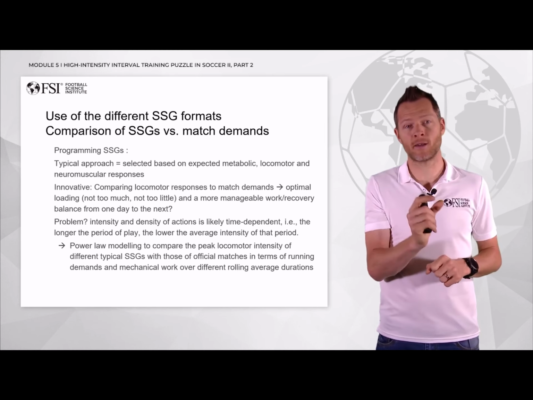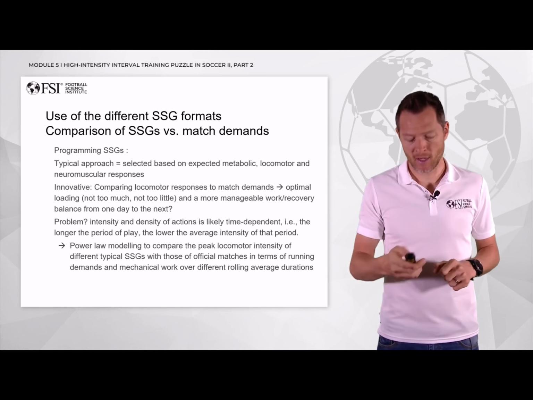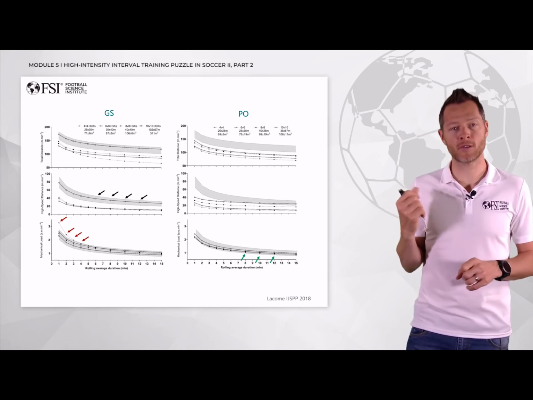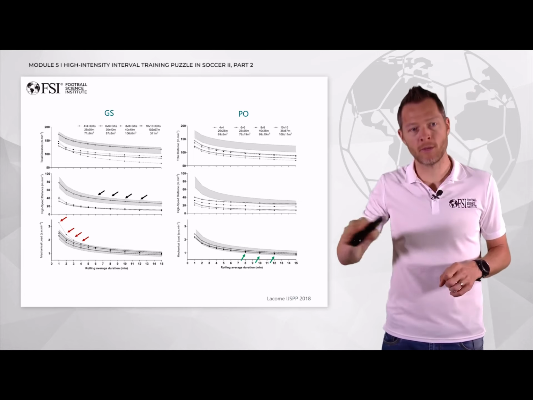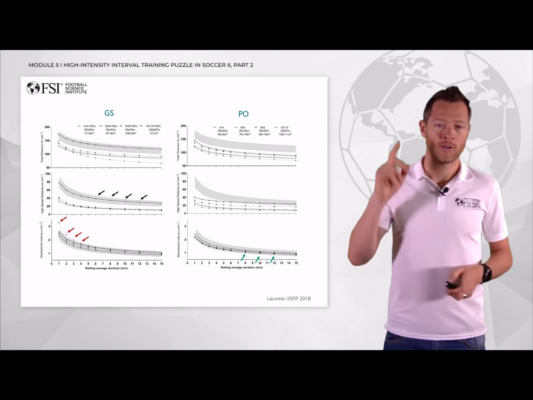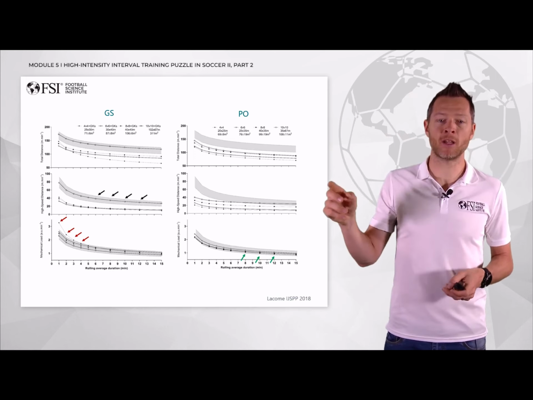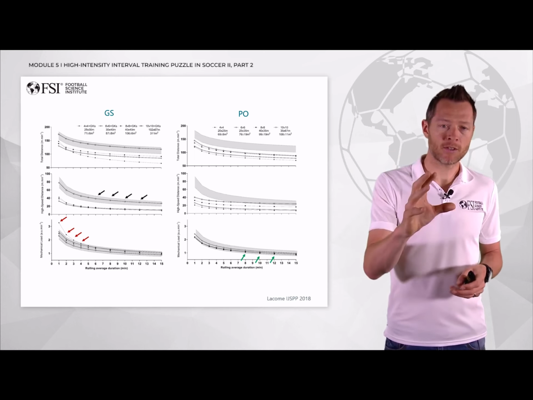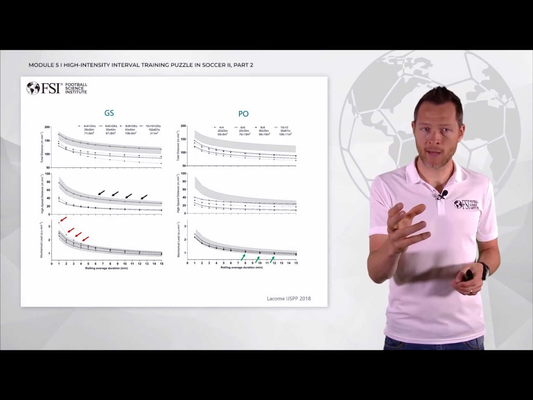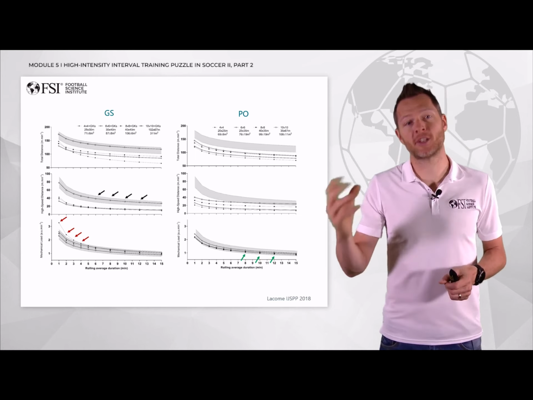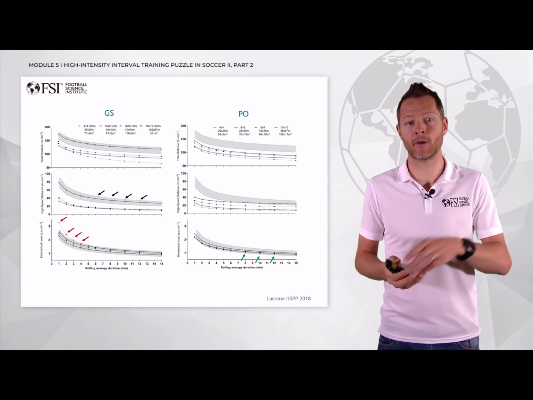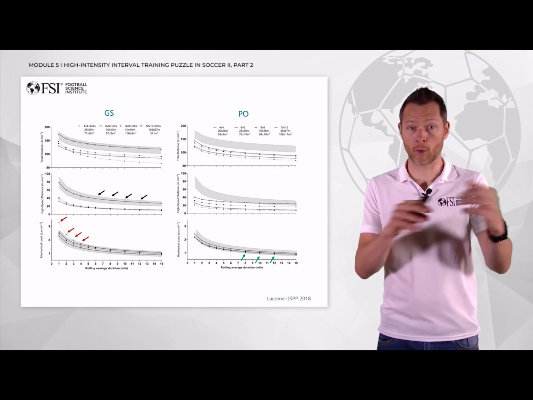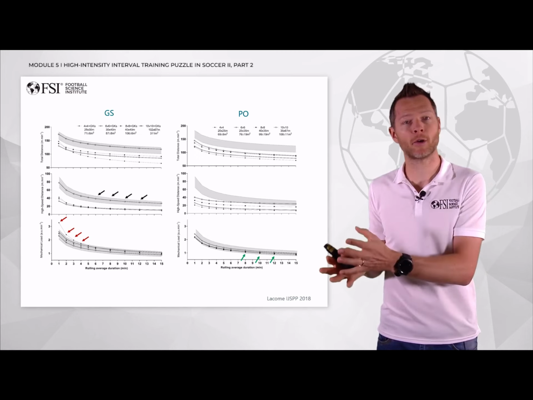What is the highest intensity that is maintained over 3 minutes? When we do that, we can have these kinds of curves using a power law relationship, where you can see total distance, high-speed running, and mechanical work, on the left for game positions, types of small-sided games, and on the right for possession games, a type of small-sided game. So game simulations on the left will be with goalkeepers, and the possession games will be without goalkeepers.